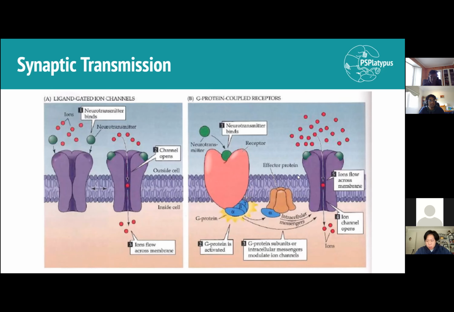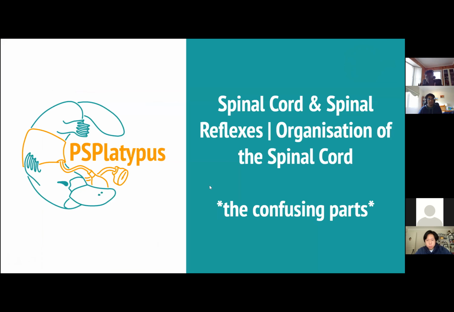amplified effect. However, in this case on the left-hand side with ligand gated or ionotropic, you need a greater concentration of neurotransmitters, and it's probably going to be proportional to the amount of ion flow that occurs. But yeah. Okay, so that's the end of synaptic transmission.